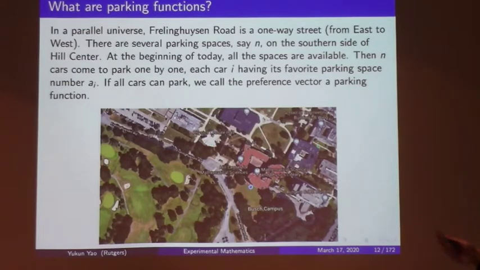Each car i has its favorite parking space, number a_i. So each car will always go to its favorite parking space first, and then see if it is available. If it is, it will park there. If it's not, it will try to park at the next available parking space. So if all cars can park, we call the preference vector a parking function.